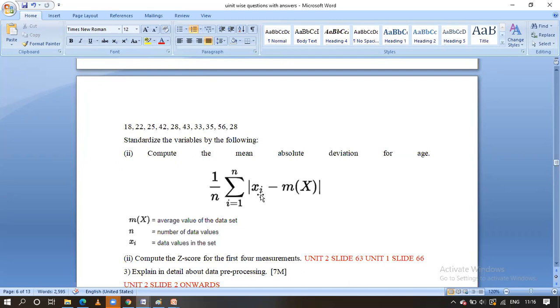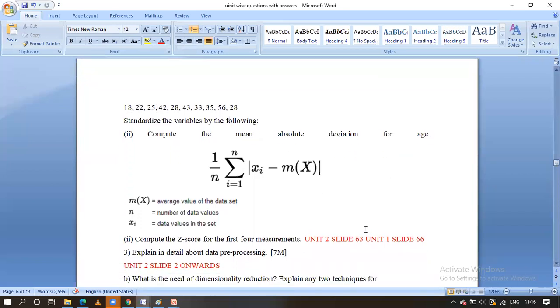Absolute deviation is 1 by n times the sum of the absolute value of xi minus the mean. Here xi means the individual values, like 18, 23, 33. We take the difference between each individual value and the mean, take the absolute value, sum them all, and divide overall by n, and we get the absolute deviation. Here mx means the mean of the overall data set, xi means individual data set values, and n means the overall number of data values, that is 10 values. This is the formula we already know. We can easily calculate it.